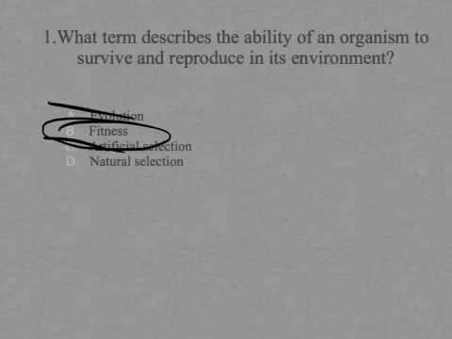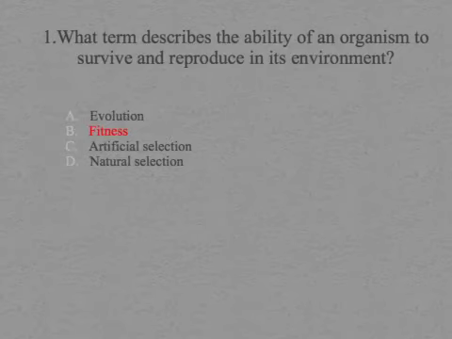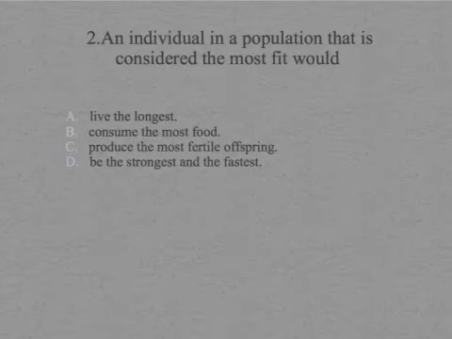And basically by being fit, you have babies, and the babies actually survive. Okay? That's what fitness means. It means that you're passing on your genetic traits. Okay? Which term describes the ability of an organism to survive and reproduce in its environment? Fitness. An individual in a population that is considered the most fit would A, live the longest, B, consume the most food, C, produce the most fertile offspring, and D, be the strongest and the fastest.